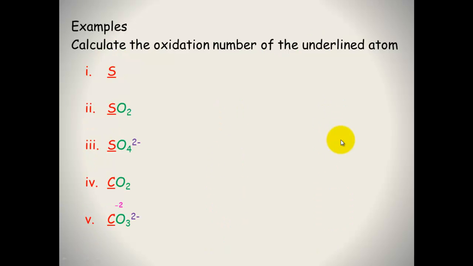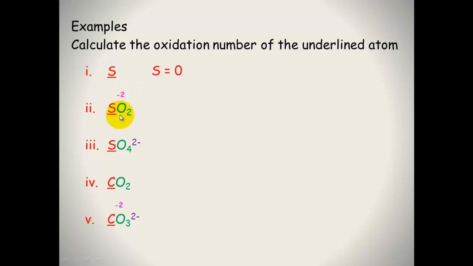Okay, so here's a couple of examples, and it's asking you to calculate the oxidation number of the underlined atom. So first 3 are asking you to work out the sulfur. So the first rule is that an element, when it's by itself, will always have an oxidation number of 0. So sulfur in the first example has an oxidation number of 0. Here sulfur, which is a non-metal, so no rule applies to it when it's in a compound, is combined with oxygen. We know the rule for oxygen is that it has a -2 oxidation number.